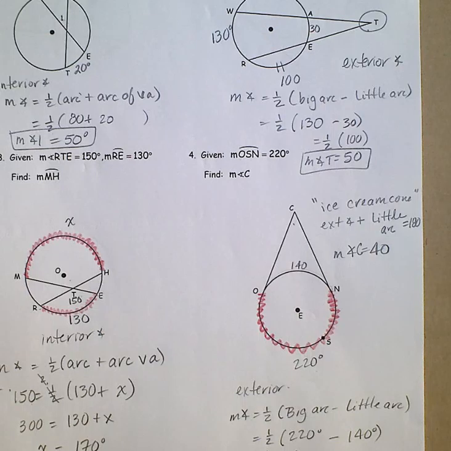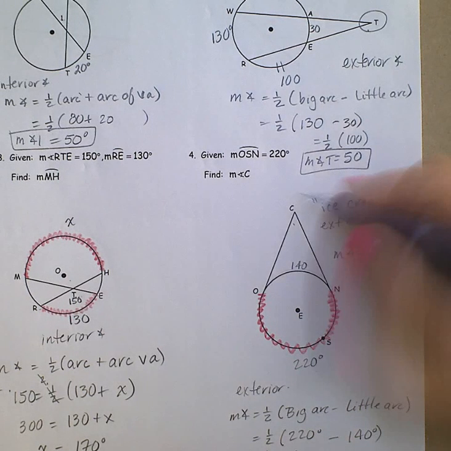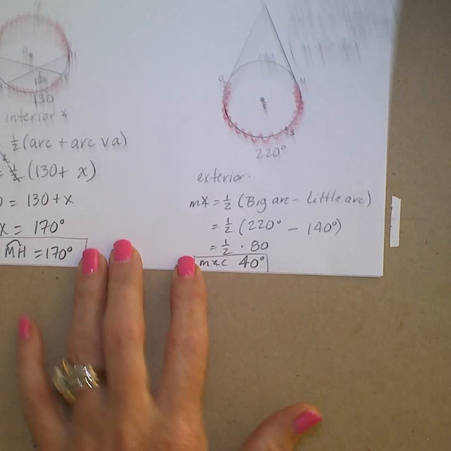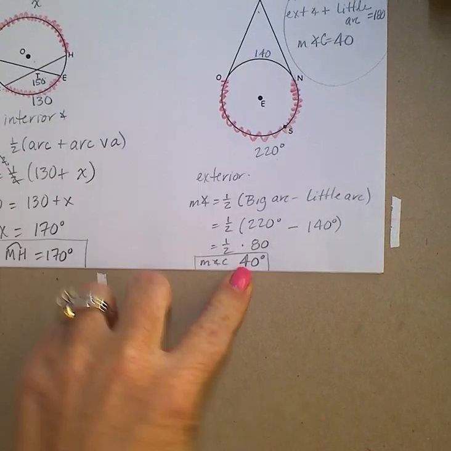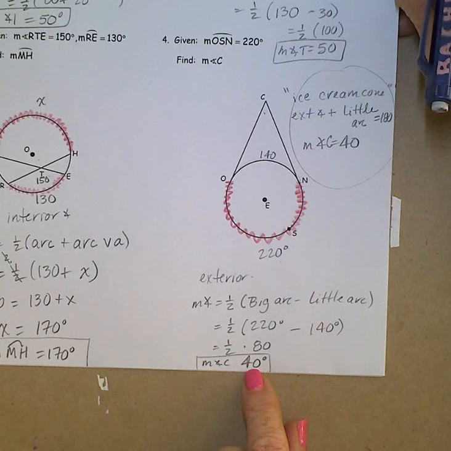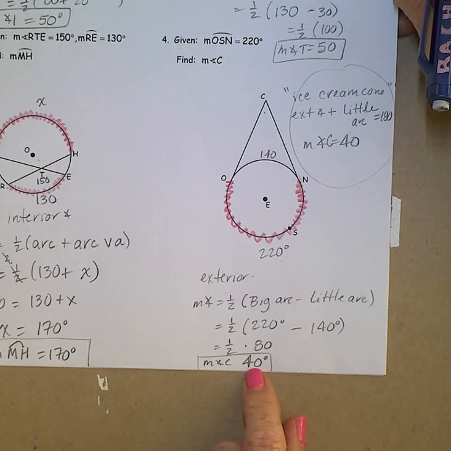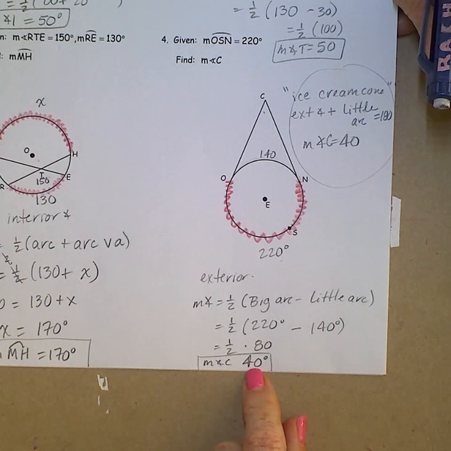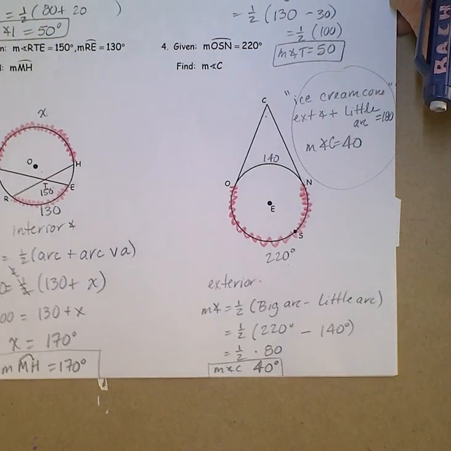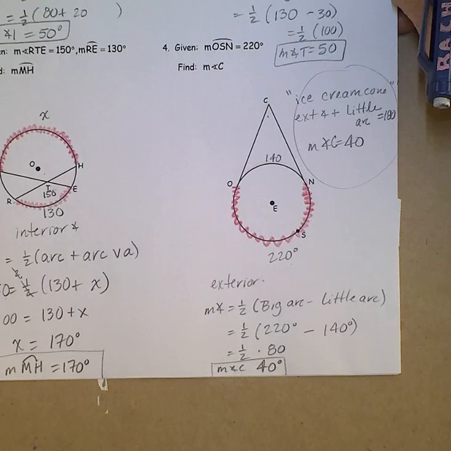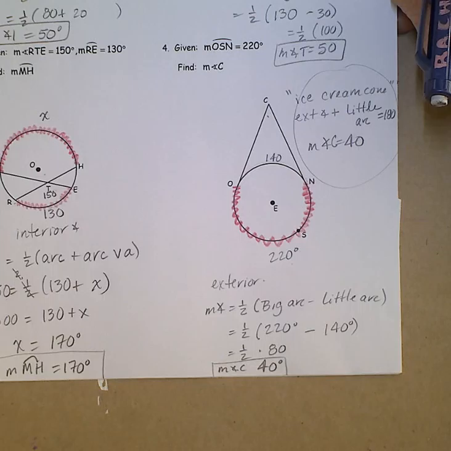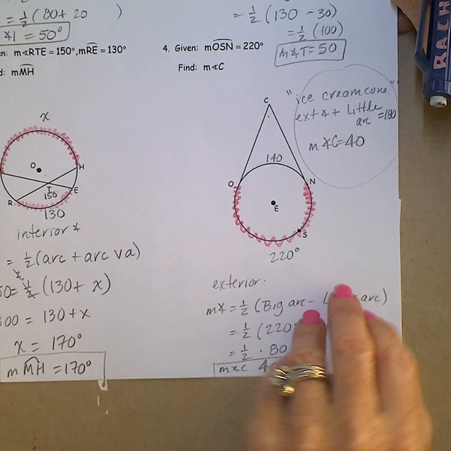Alright, if you see this ice cream cone, do it this way. Much faster. If you don't see that it's an ice cream cone situation or you don't like that way, then it works with the regular formula. Everybody good?